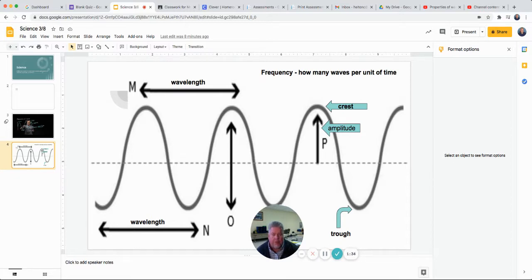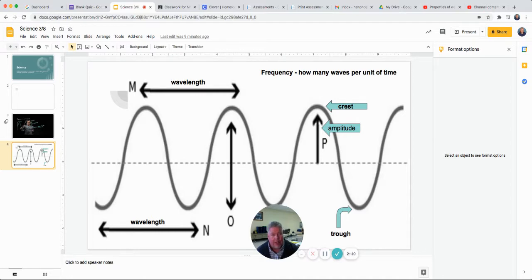Now, as we look at how high that crest is from this resting point, that height of that crest, the height of the wave, is called amplitude. And you can measure amplitude from this dotted line up to the crest, or you could also measure it from the dotted line down to the trough. Usually you see it measured up to the crest. So this is an indication, kind of, of the power of the wave, to be honest, the energy that's in the wave. The higher the crest is, the more amplitude the wave has.